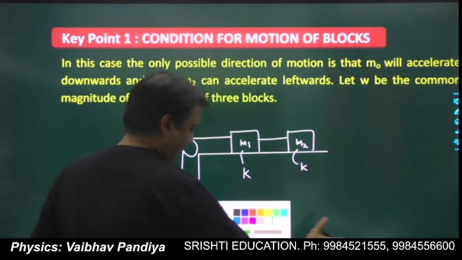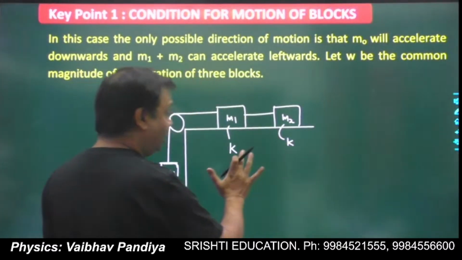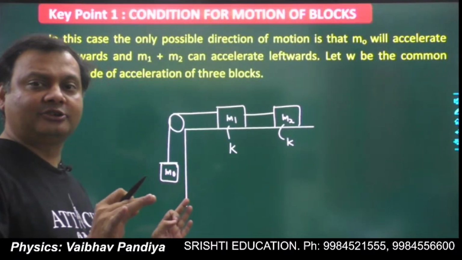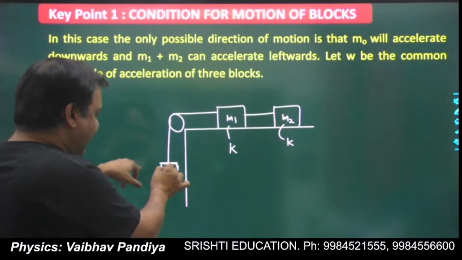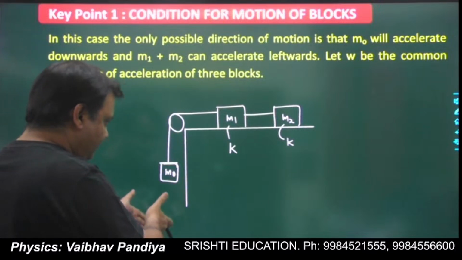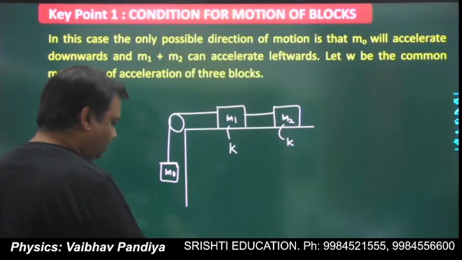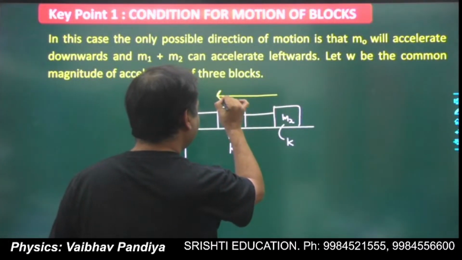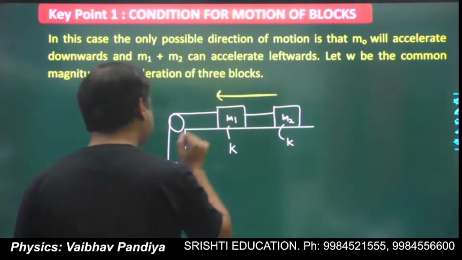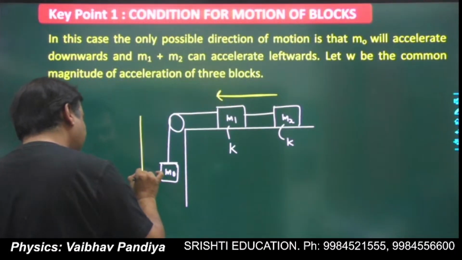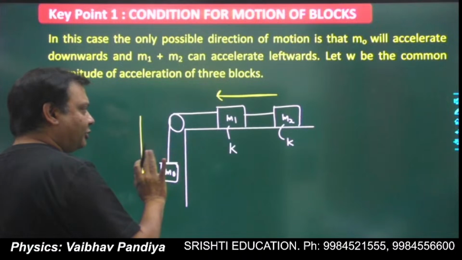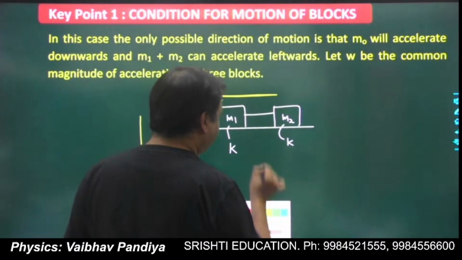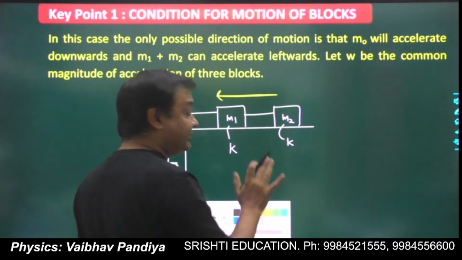So tell me one thing, if at all, the blocks will move, so what will be the possible direction of the acceleration? So in this case, M0 will be acted upon by gravity. So M0 will have a tendency to go down. So the only possible direction of acceleration is both M1 and M2 will have an acceleration towards left, and M0 will have an acceleration vertically downward. No other possible direction of A is possible, correct? So we are labeling A, and all the three blocks will have same magnitude of acceleration.